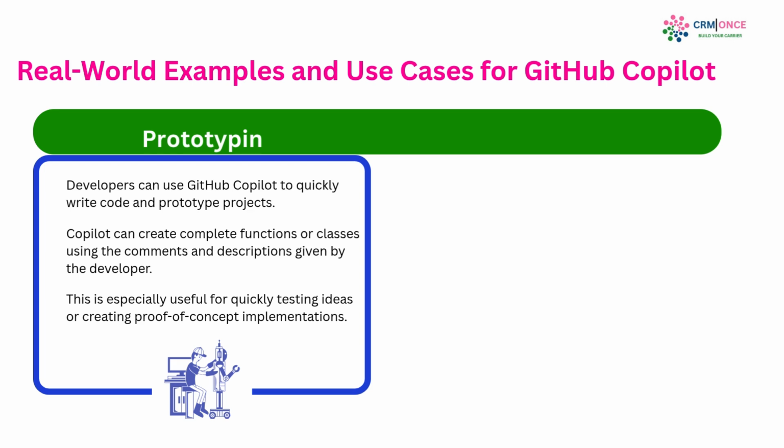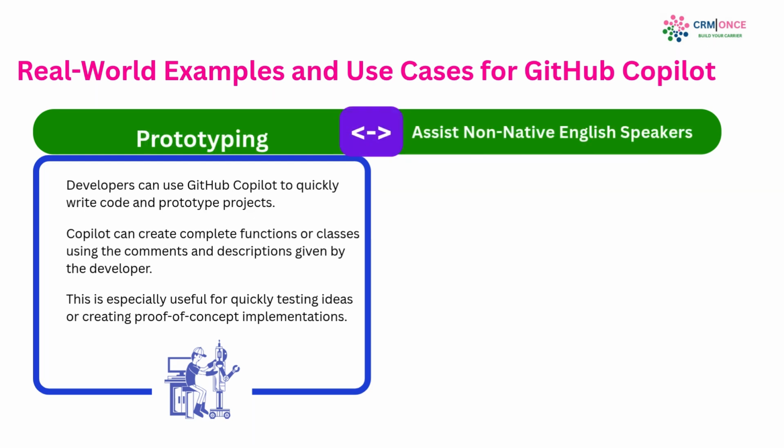Developers can use it to rapidly generate boilerplate code or build out entire functions and classes based on simple comments or prompts through Copilot chat. This makes it especially useful when testing ideas or creating MVPs, helping teams move from concept to code faster than ever. Next, support for non-native English speakers.